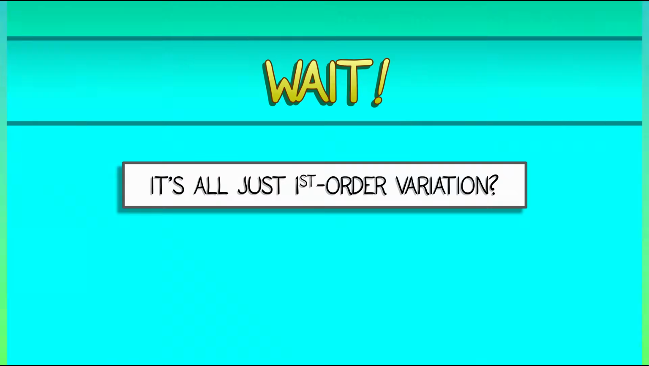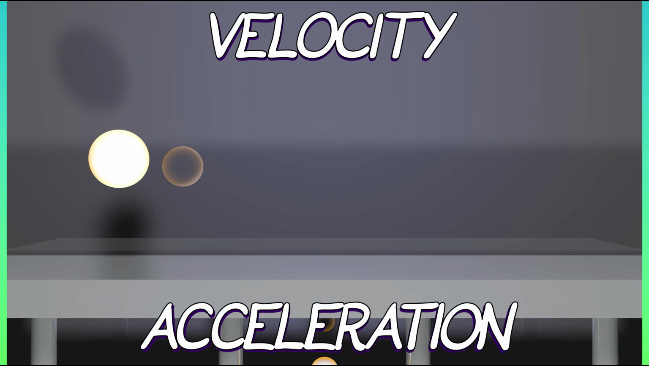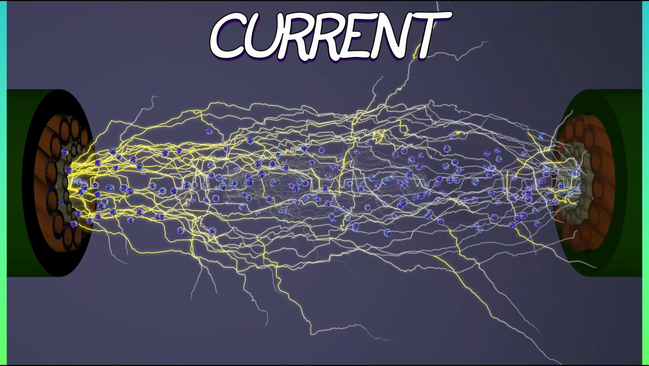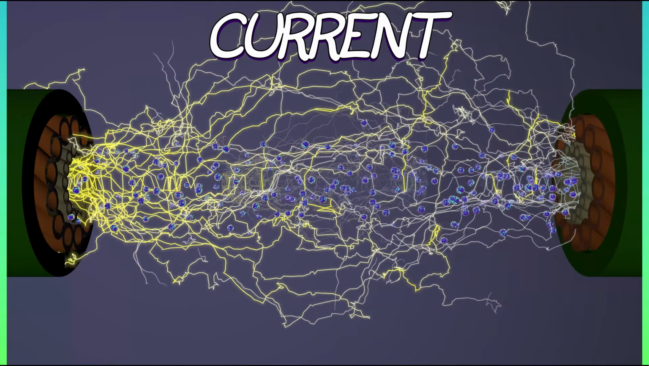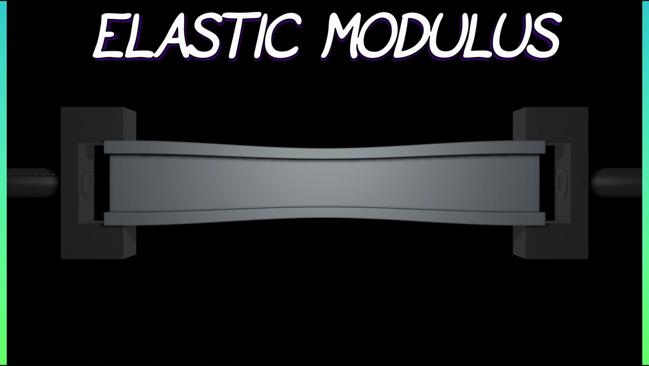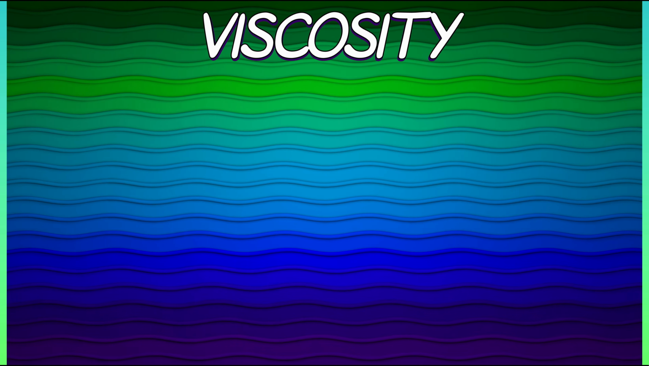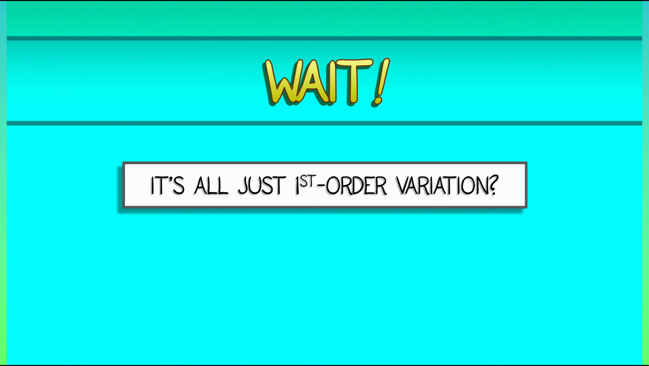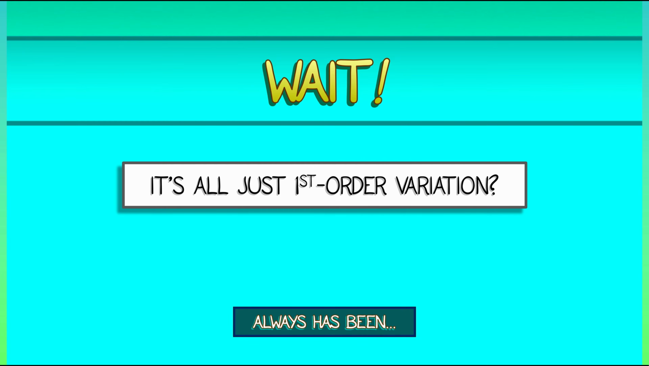Now, there's so much more out there that is really a coefficient of first-order variation. You already know about velocity, about acceleration of a moving body? Sure. What about current as a rate of change of charge with respect to time? What about more exotic things like the elastic modulus of a solid body or the viscosity of a fluid? All of these things are really derivatives. They're really just coefficients of first-order variation. This is how it's always been, and now you understand this interpretation of derivatives.